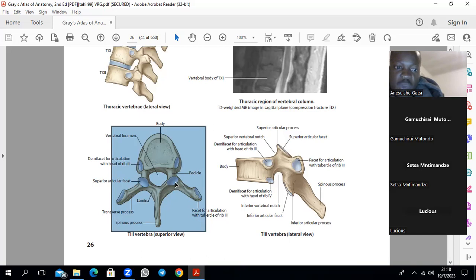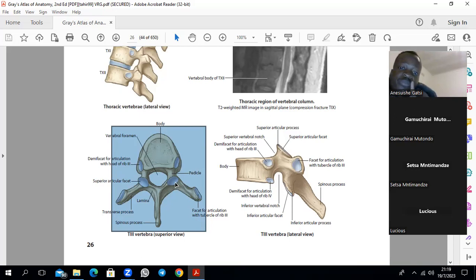Does anyone know why any of the vertebrae are different? T1, T9, T10, T11, T12. Oh, we haven't done the thorax, so it may not make sense for you guys. But anyway. I think it has to do with the facets. Yes. Some don't have transverse ones, others have superior and inferior only, like that. Okay, good. Yes, that's the reason.